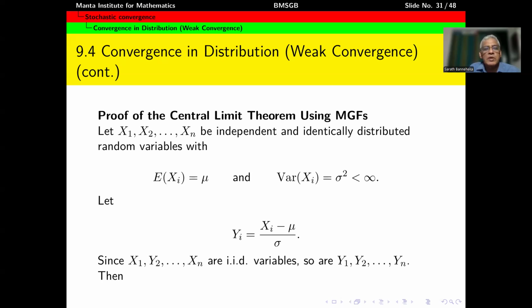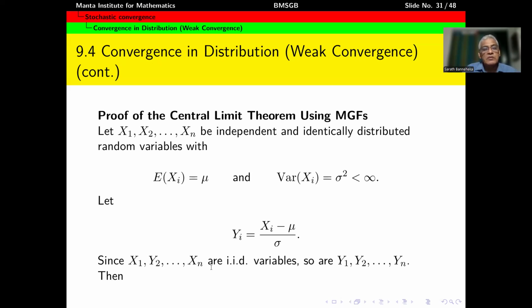And suppose that their mean is equal to mu and variance is equal to sigma square. Usually these quantities are unknown, but we just use some notation. So the expected value of x1, expected value of x2, expected value of xn, they all will be the same. That will be mu. Similarly, the variance of x1, variance of x2, variance of x3 will be the same, sigma square, right?